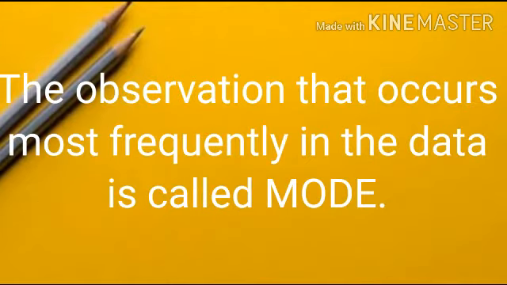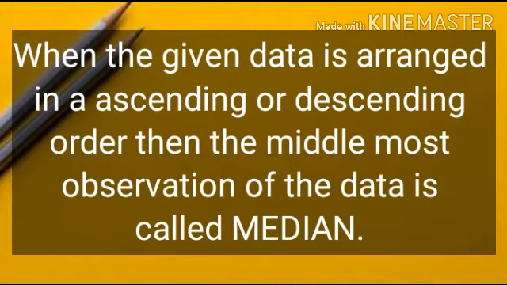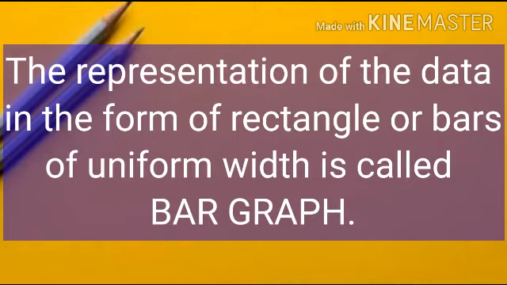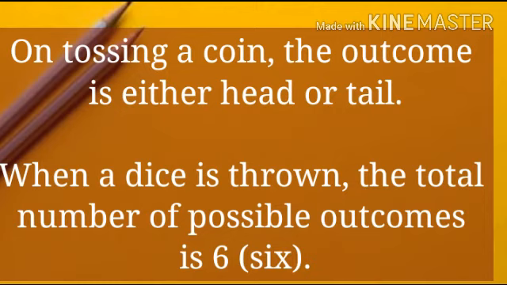The observation that occurs most frequently in the data is called mode. When the given data is arranged in ascending or descending order, then the middlemost observation of the data is called median. The representation of the data in the form of rectangles or bars of uniform width is called bar graph. On tossing a coin, the outcome is either head or tail. When a dice is thrown, the total number of possible outcomes is 6.